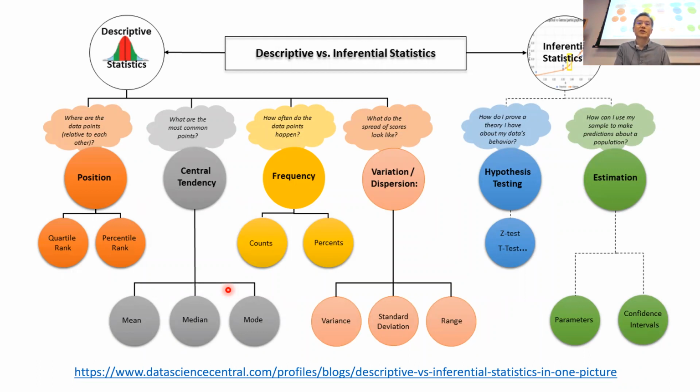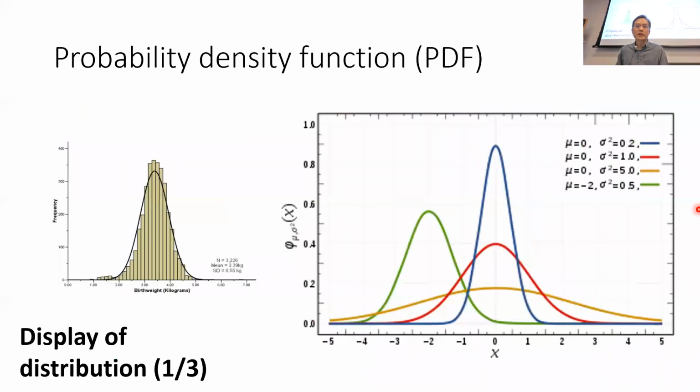Descriptive and inferential statistics. So we have the position and mean, median, mode, frequency, variance, dispersions, and then on the other side we have estimation and hypothesis tests. So how can we use this? First, to know what is probability density function. Okay, PDF. In my mind, they are just a histogram, and because you make the bins small enough, they look like a curve.